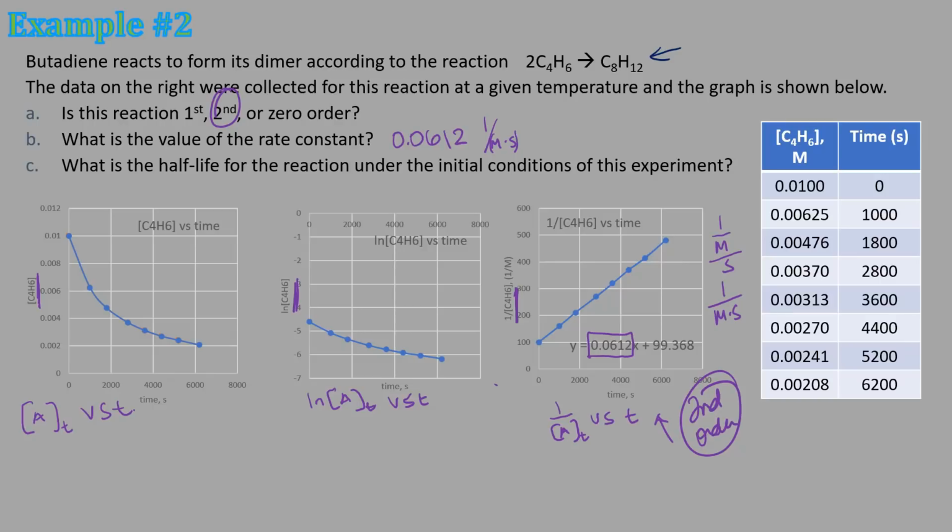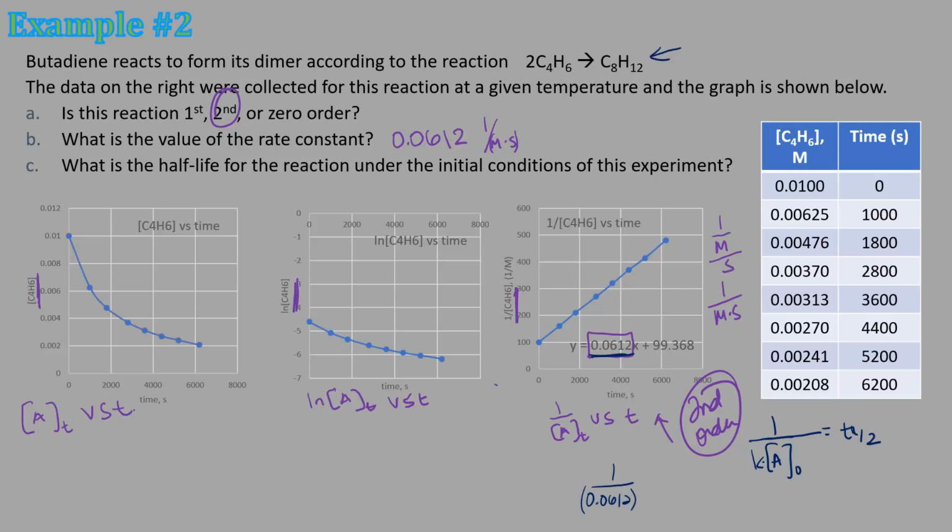Okay, what is the half-life for the reaction under the initial conditions of this experiment? So the equation for the half-life of a second order reaction is 1 over A naught times K. That's equal to the half-life. All right, so hopefully you have that written down. And so my K is 0.0612. So I'm going to put 1 over 0.0612.